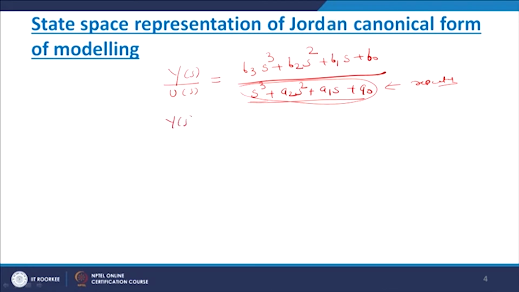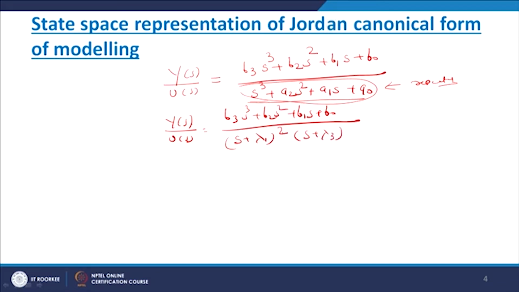Therefore we write this equation as Y(s) by U(s) equals b3 s cube plus b2 s square plus b1 s plus b0, divided by (s plus lambda 1) square times (s plus lambda 3). Here (s plus lambda 1) square means there are two roots that are repeated, and another root is s plus lambda 3. Finally we write this equation as Y(s) equals b3 s cube plus b2 s square plus b1 s plus b0, divided by (s plus lambda 1) square into (s plus lambda 3), into U(s).